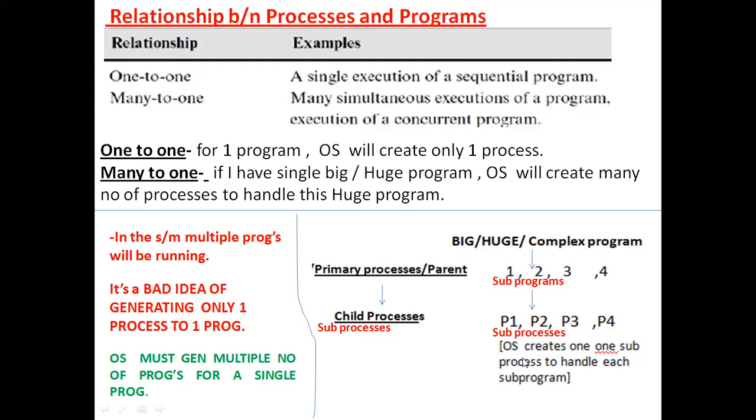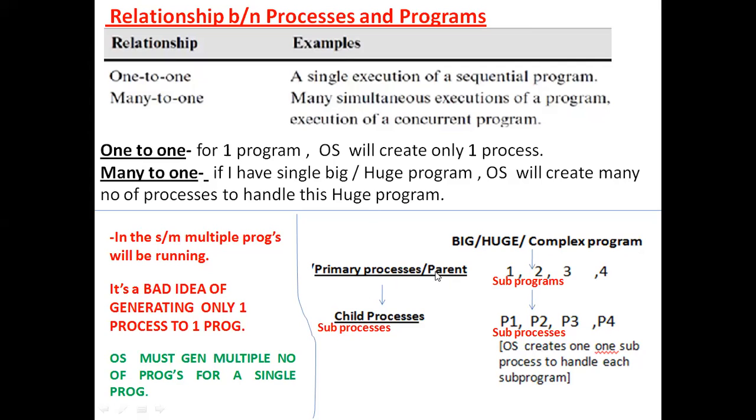So here, the OS will create one sub-process to handle each and every subprogram: subprogram 1, subprogram 2, subprogram 3, and so on. These sub-processes, which are created by the operating system to handle each subprogram, are called child processes. Okay, so now we have two concepts: one is the parent process and the second one is the child process. So what are these so-called parent process and child process?